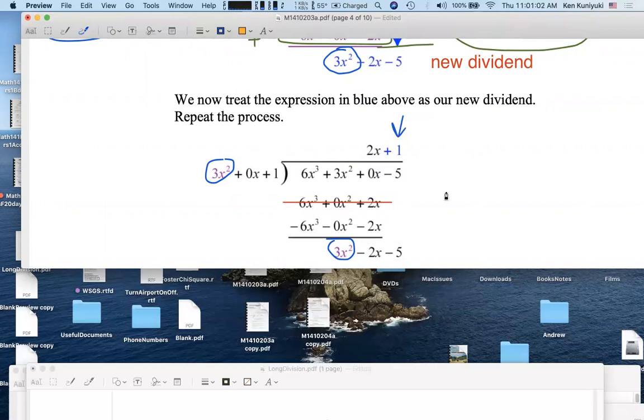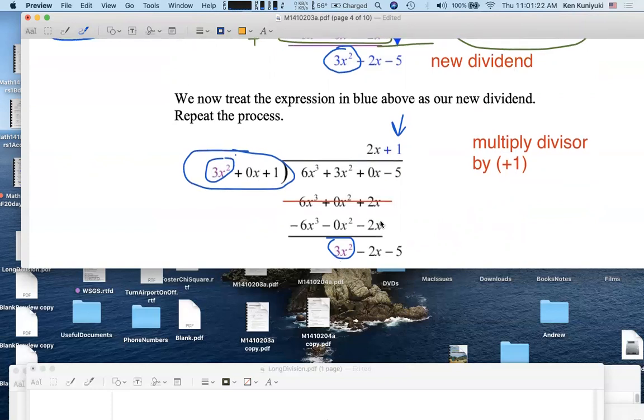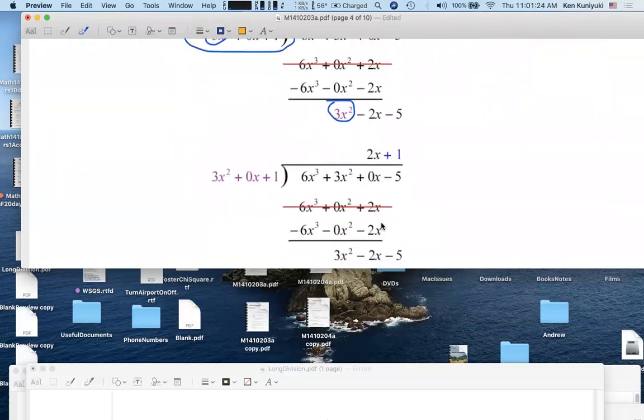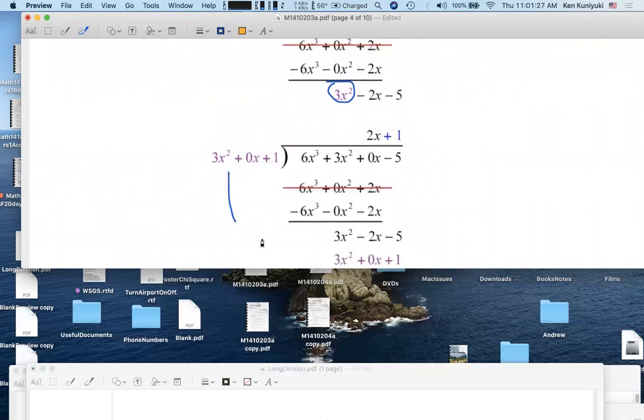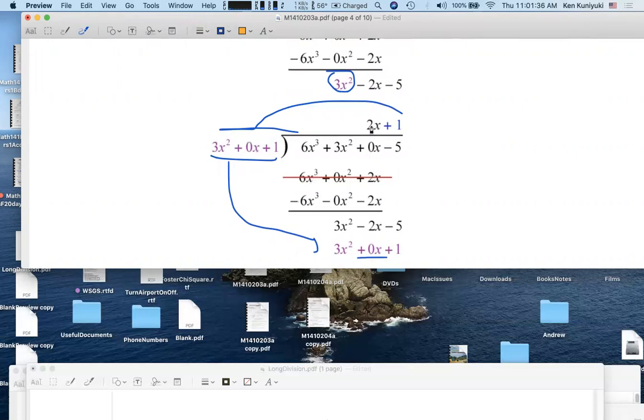And then what do we do? We multiply. Once again, we multiply the divisor by the positive 1. Of course, when you multiply all of this by positive 1, you're just copying it. All right, so we get the copy. 3x squared plus 0x plus 1. Again, the 0x here helps to line things up. It helps some students more than others.